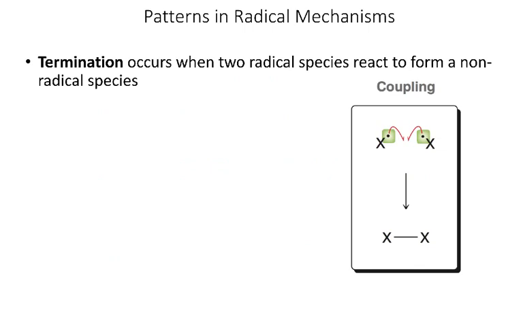And then the last category, termination steps, occur when two radical species react to form a non-radical. And so this gets rid of radicals and ends this chain of radical reactions. And so coupling is an example of a termination step.